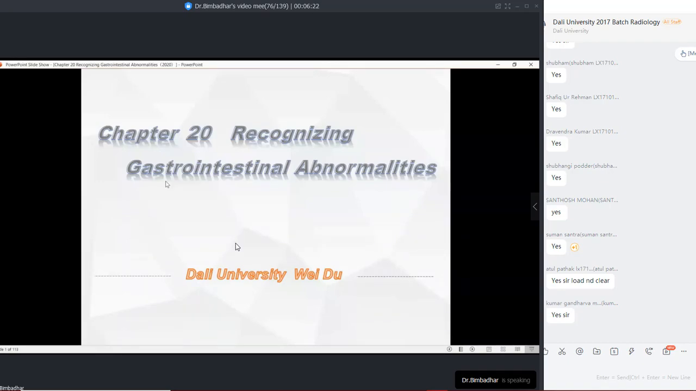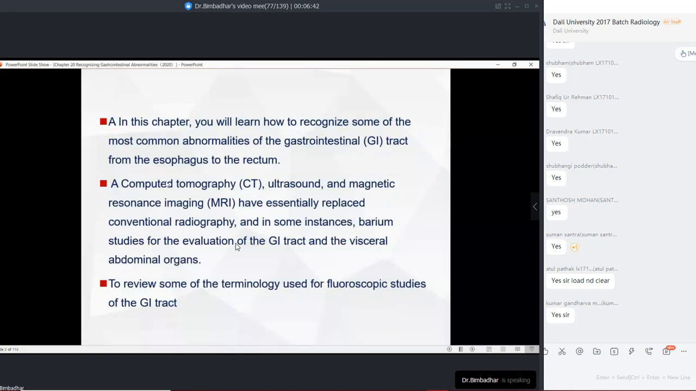I will try to make them easy so that you can understand the complex phenomena involved. So today we're going to start with recognizing gastrointestinal abnormalities. In this chapter, we will try to learn some of the most common abnormalities that present to a clinic or a hospital in the gastrointestinal tract, starting from the esophagus and going down to the rectum.